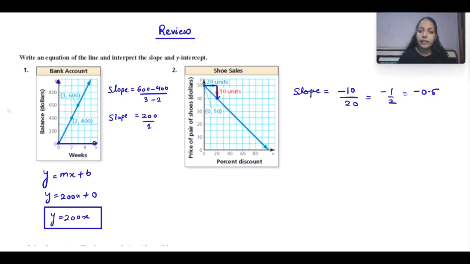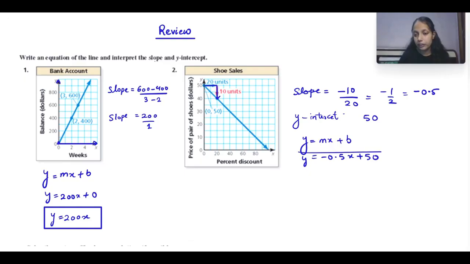Okay. And then the y-intercept. What is the y-intercept in this case? The y-intercept is 50. So what is the meaning of the y-intercept? Without discount, the price of the pair of shoes is $50. It's 50. So let's write the equation. y equals mx plus b. m is negative 0.5, x, and b is 50. So this is the equation. We got the equation? Alright, that's it.